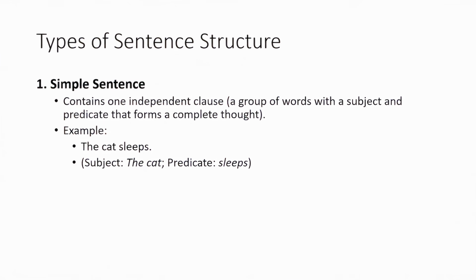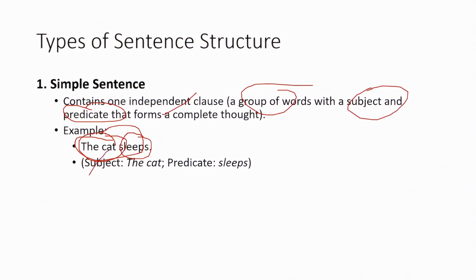So if we talk about the first one, the simple sentence. It is a sentence that contains one independent clause, or one group of words with a subject and a predicate that forms a complete thought. So look at this example. The cat sleeps. Here, who sleeps? What is the verb? Sleeps. Who sleeps? Cat. So cat is the subject and sleeps is the predicate. So this is one sentence, because it has only one noun and one verb.